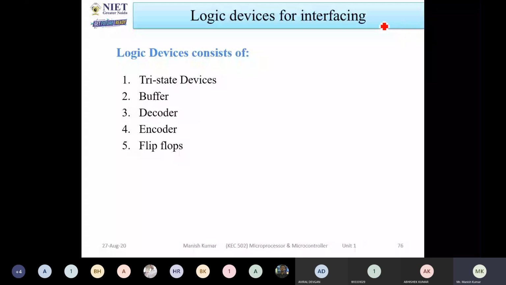Now the first is called tri-state devices. Second is buffer, decoder, encoder, flip-flops. Okay, all of you know the flip-flops, correct? Encoder, decoder, buffer, tri-state devices. What are tri-state devices? Have you come across these tri-state devices? Yes sir. What is the meaning? One minute.